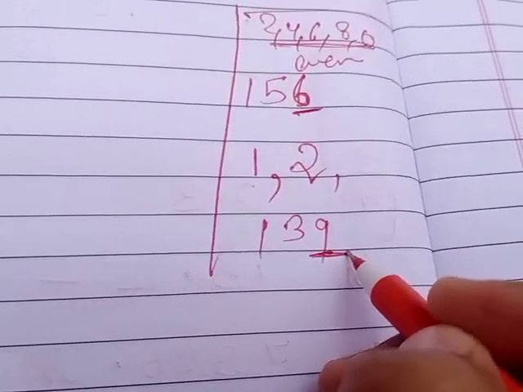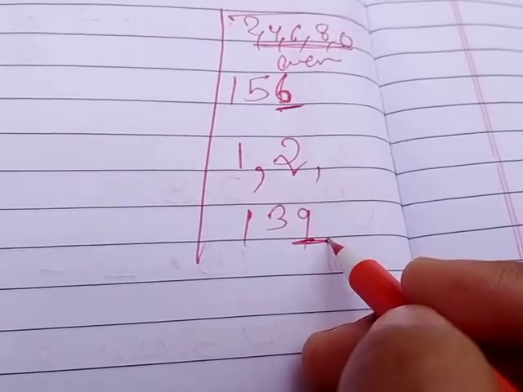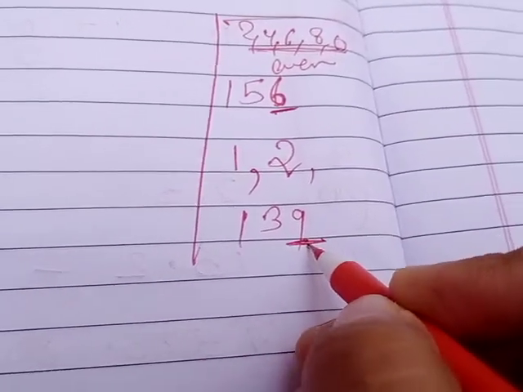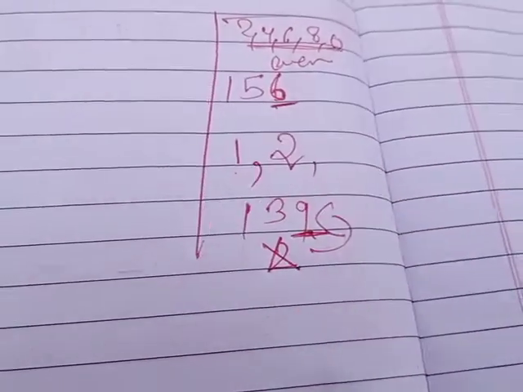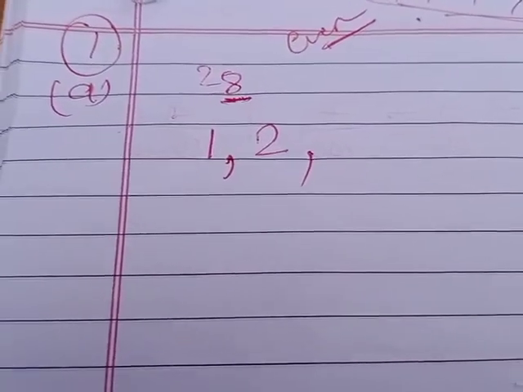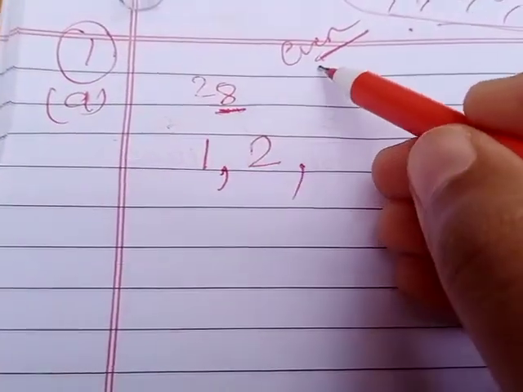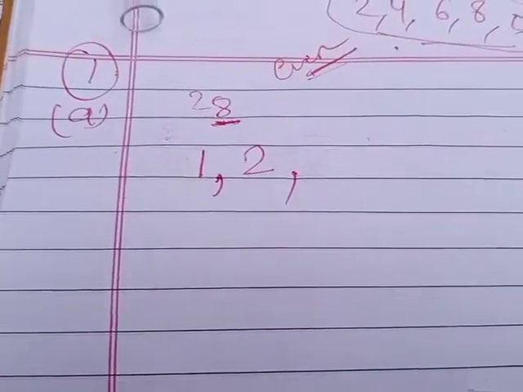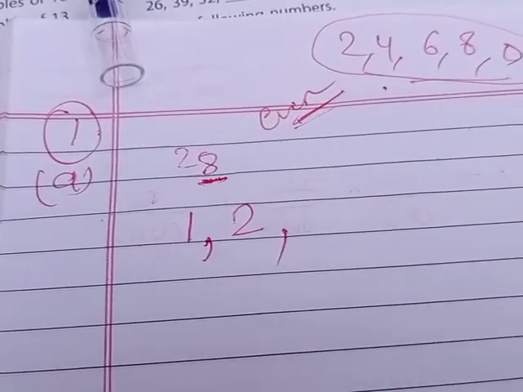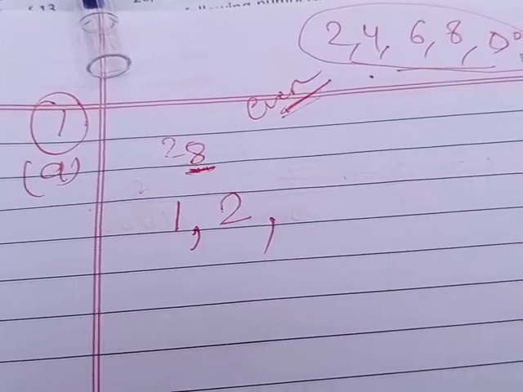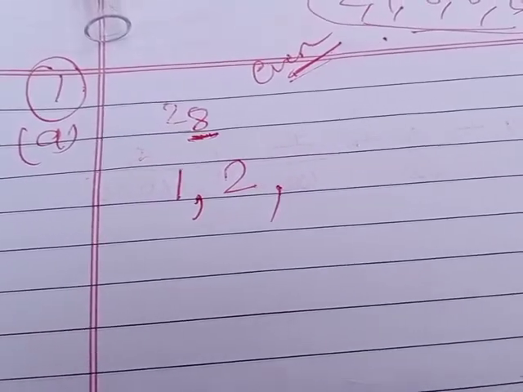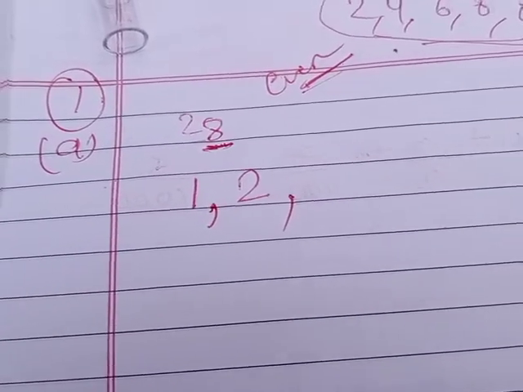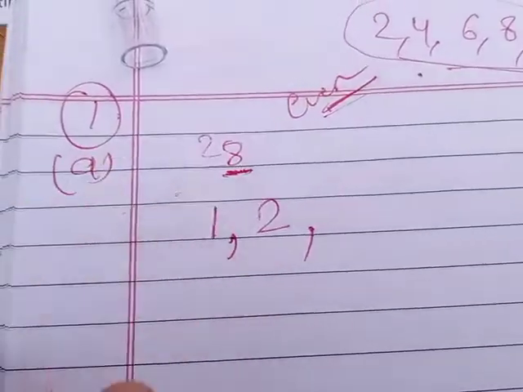2 will be a factor of 139 when the ones place is even. So is this 9 even or odd? We know that 9 is an odd number, right? This means that 2 is not a factor of 139. Clear? So in any number, 2 will be a factor when its ones place is an even number: if 2, 4, 6, 8 or 0 is written in the ones place, then it is a factor, otherwise 2 is not a factor. Keep this in your mind. So 1 and 2 are factors of 28.